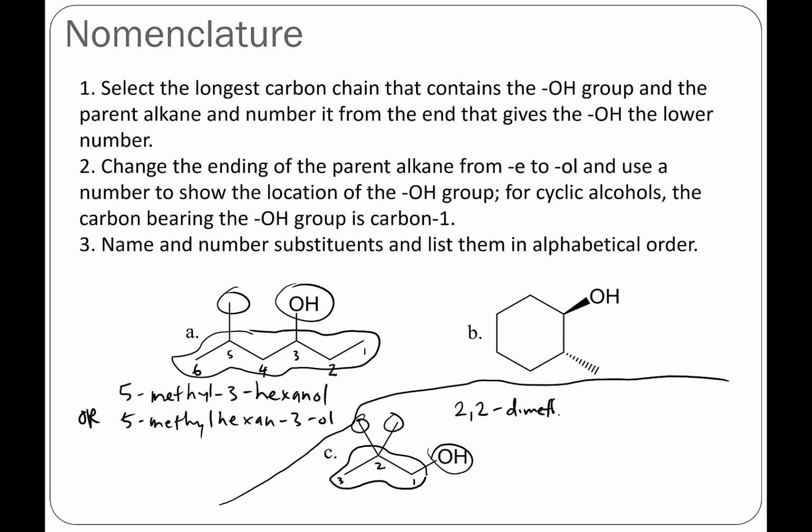2,2-dimethyl, right? There's that Greek prefix that indicates there are 2 of them, and we have to locate both of them. So 2,2-dimethyl-1-propanol, 3 carbons, right? Or 2,2-dimethylpropan-1-ol. Okay, 2,2-dimethylpropan-1-ol. Yeah, either of those would work.